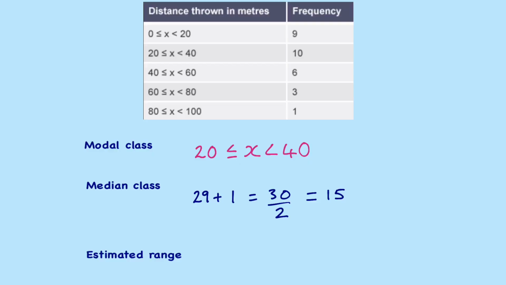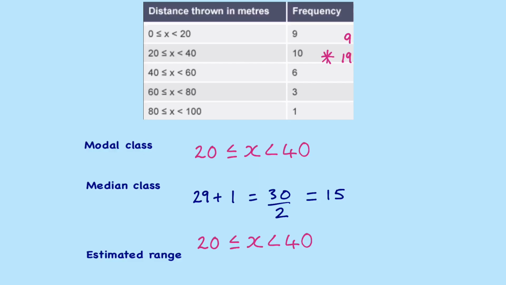So let's find out which interval that value lies in. So the first 9 values are in this interval. Then our next 10 values are in this interval, so that brings us up to 19. And then we can stop there because this interval brings us up to 19, therefore the 15th has to be in this interval. So our median class is 20 to 40.